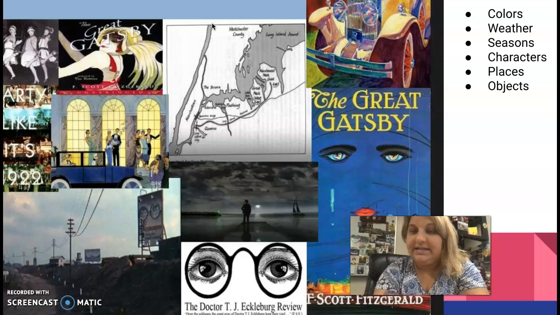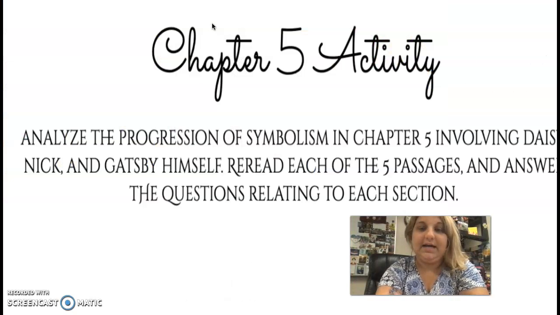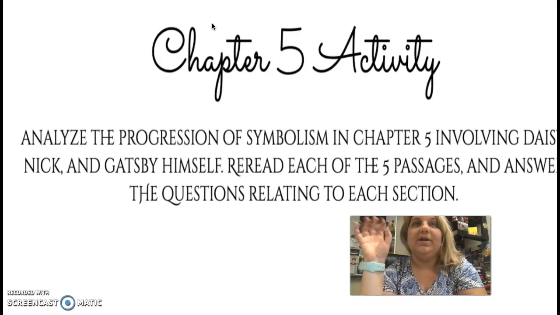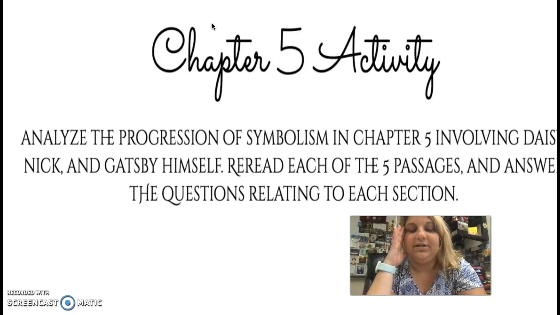For lesson 5, we're going to be looking at chapter 5 and the progression of symbolism in our chapter involving Daisy, Nick, and Gatsby. We're going to reread and look at 5 passages that I've pulled out of the text. We will analyze what the symbol is and what is it trying to key us in to notice. And then we'll answer questions relating to those sections.